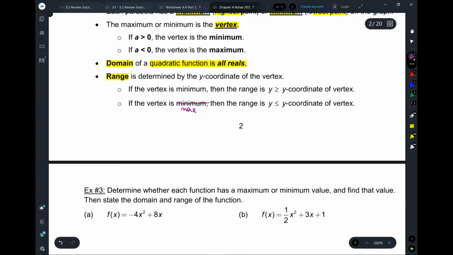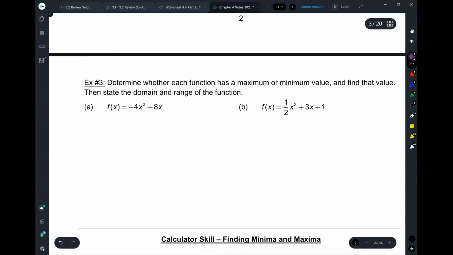Okay. So determine whether each function has a minimum or maximum value and find that value, then state the domain. Okay, so write off the first one, minimum or maximum. Maximum. When you're doing the range, would you do less than or equal to? Yeah, because it hits that point. Okay, so this one does have a maximum. Now let's figure out where the maximum is.